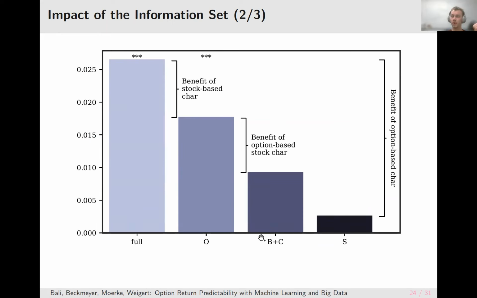Then if we go one step further and only include bucket and contract information, right? So we exclude all the information that relates only to the underlying stock, we again lose about 0.8% predictive power. So overall, the inclusion of stock-based characteristics is super important, despite the fact that we observe close to no predictability if we only use stock-based information for predicting future option returns.